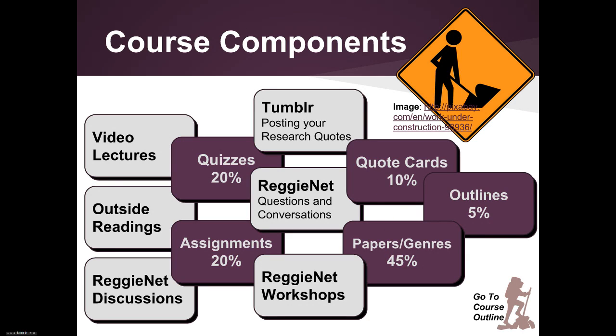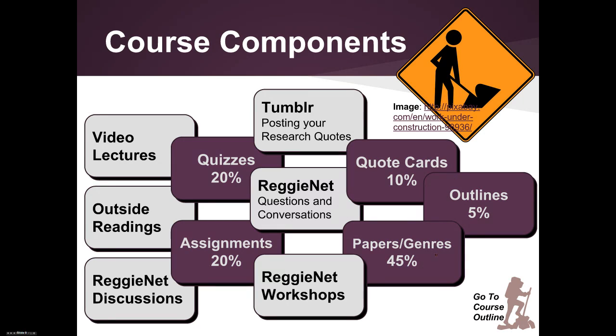The quote cards and outlines are from Project 1, but I've given them their own section in the grading because those are pretty important components of writing that, even though they're a subset of Project 1, the assumption is that these habits will help you become a better writer.